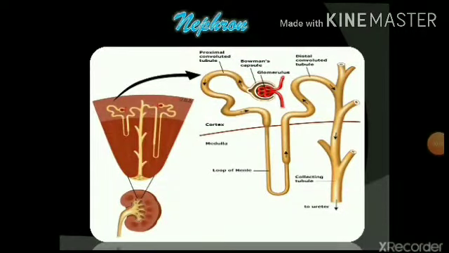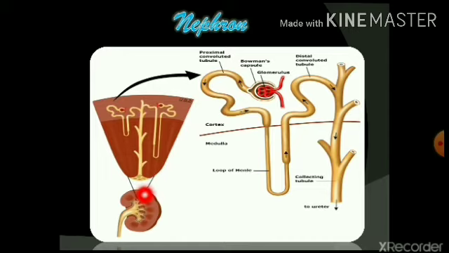Now let us go into the details of the internal structure of the kidney. As we have already stated, the kidney is divided into 3 parts: the innermost part, which is called the pelvis, the second part, which is known as the medulla, and the final and outermost portion of the kidney, which is known as the cortex.